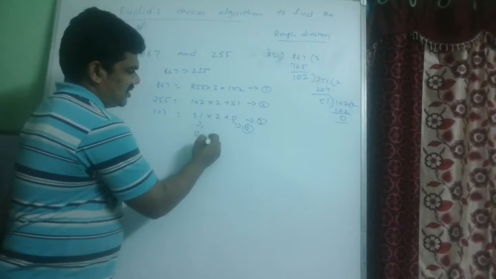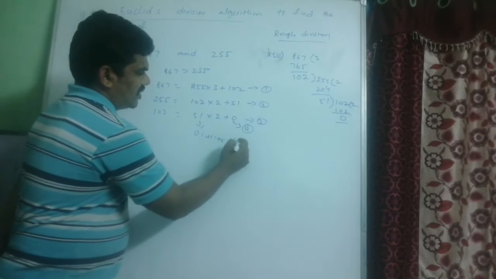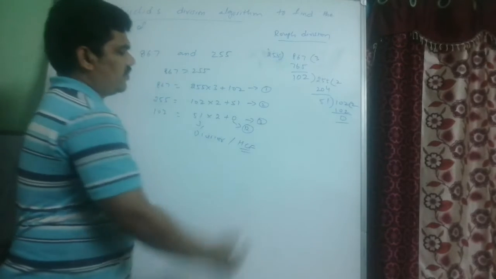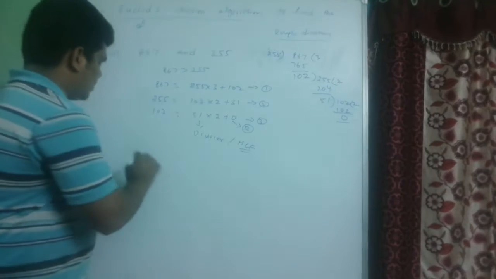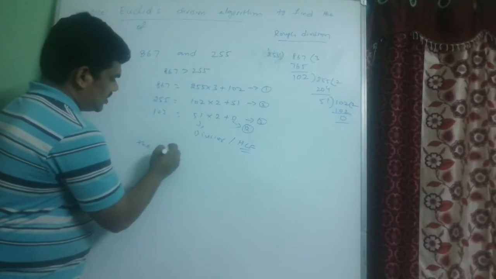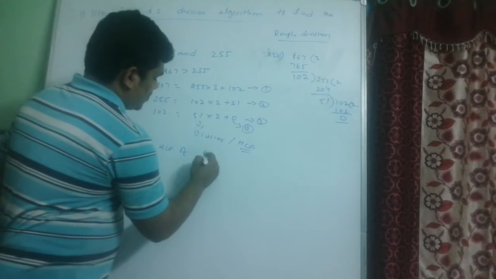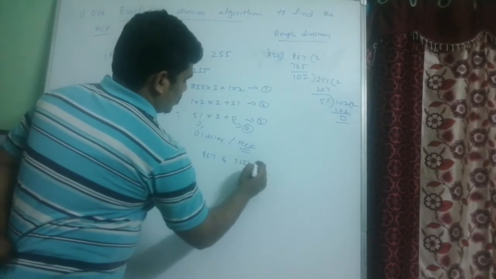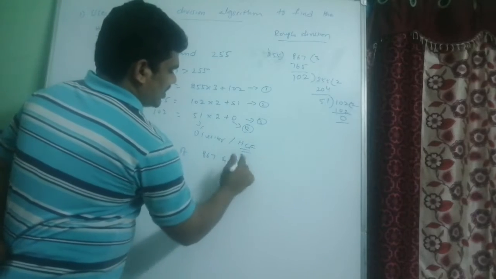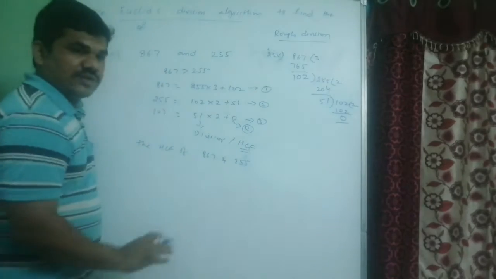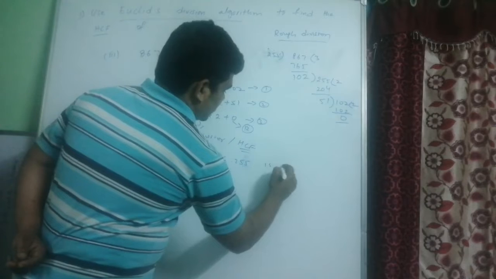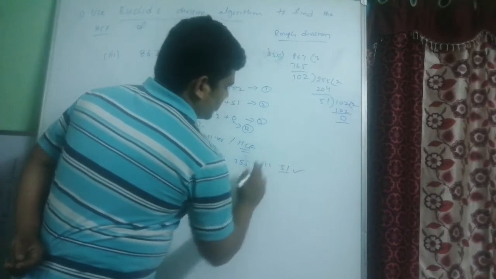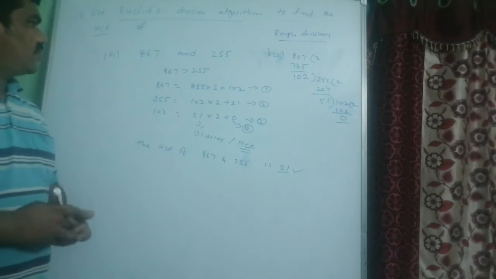This is the divisor and HCF also. So what is the HCF? The HCF of 867 and 255 is 51. Okay, so this is the answer.